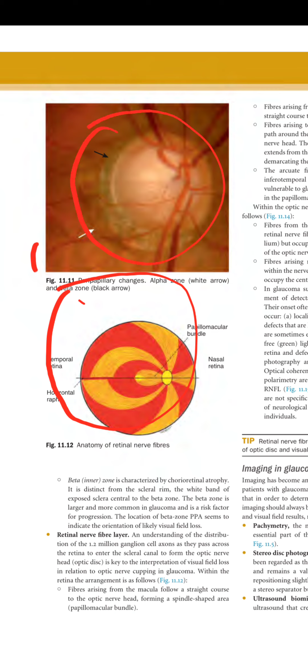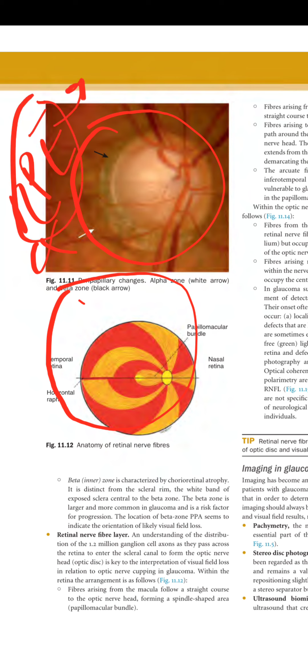rim, which is due to the retinal pigment epithelium changes, and it tends to be more common in case of glaucoma. In the beta zone, the chorioretinal atrophy is occurring, and it is inside the alpha zone. And if the patient has a larger and more of it, it means that it is progressing glaucoma. The location of the beta zone peripapillary atrophy seems to indicate the orientation of the likely visual field loss.